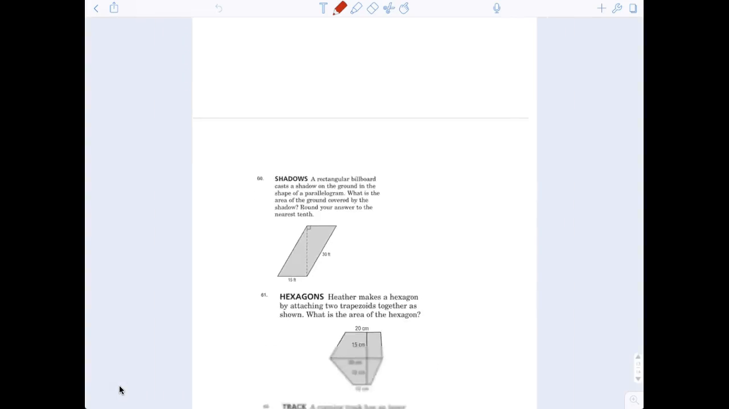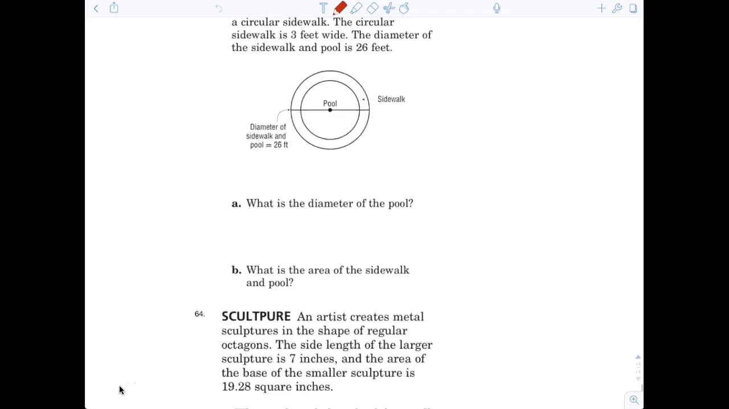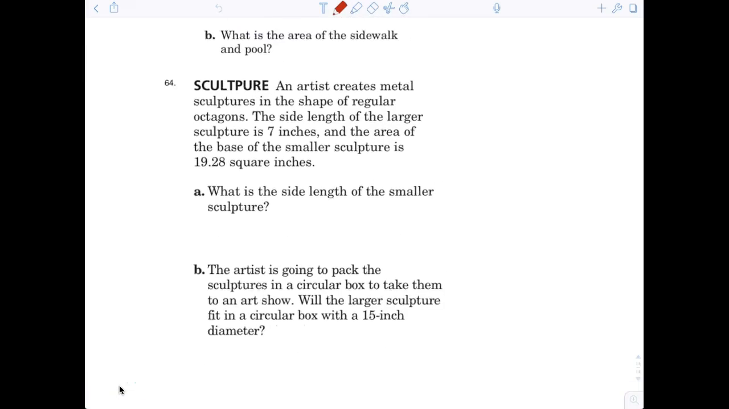As far as answering some of these tougher questions down here. So let's go down here. All right, and let's see what we got.